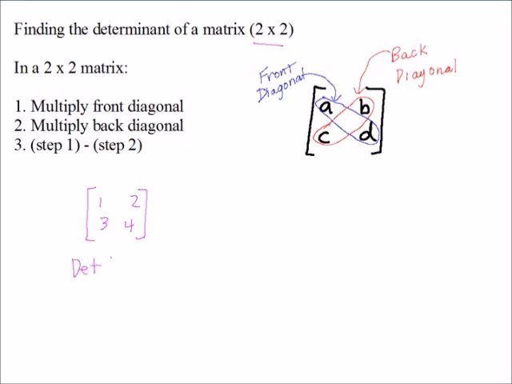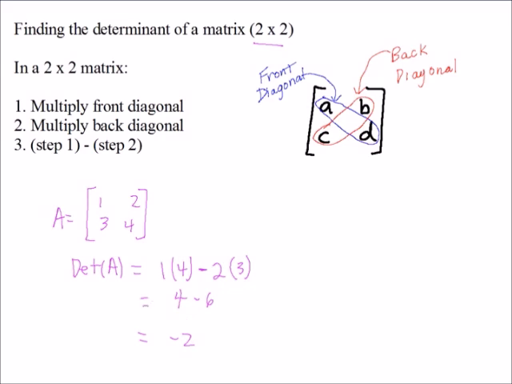called determinant of A. Okay, so let's call this matrix A, and the determinant of A is going to be the front, so 1 times 4, minus, and then we have the back diagonal, 2 times 3. So this is 4 minus 6. So the determinant of A is -2. Okay, that's going to be really important.